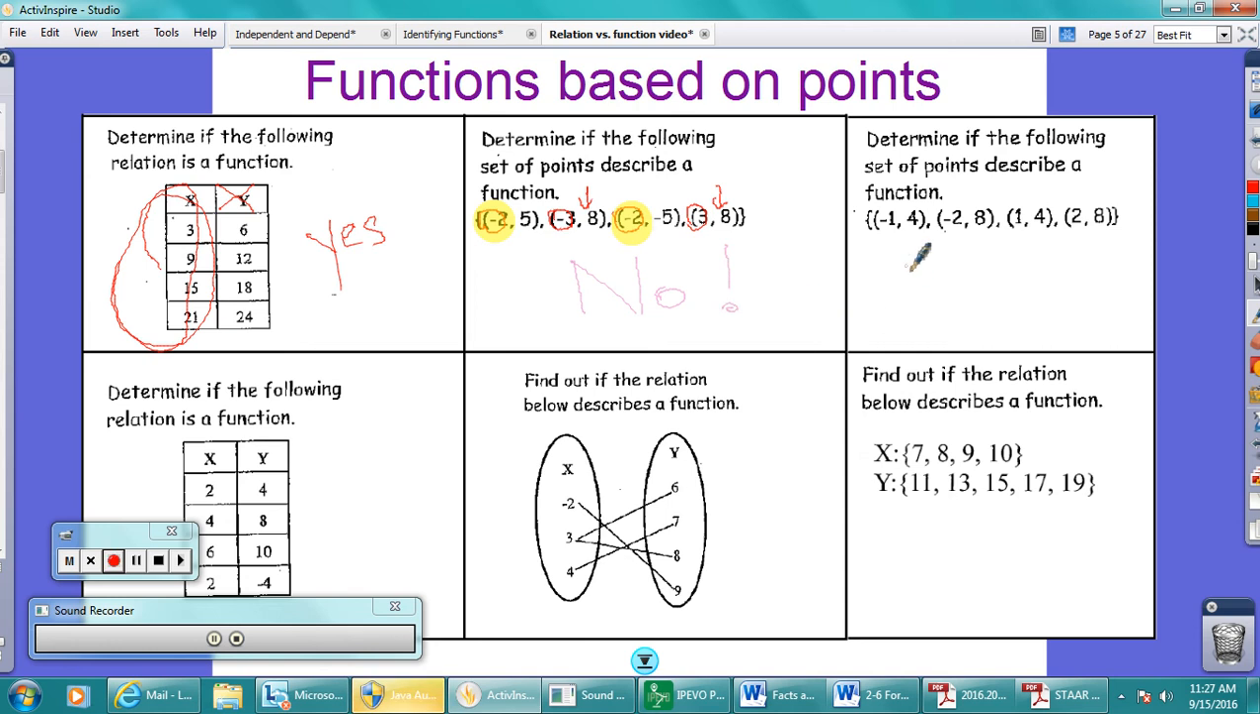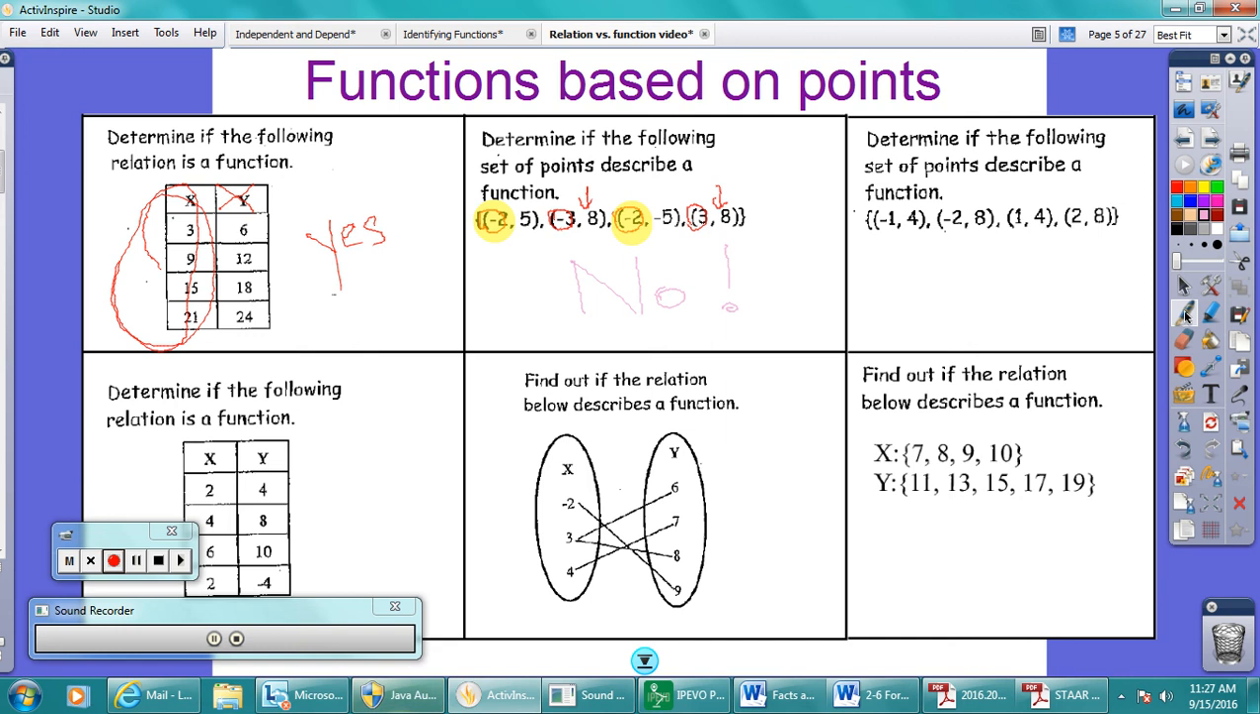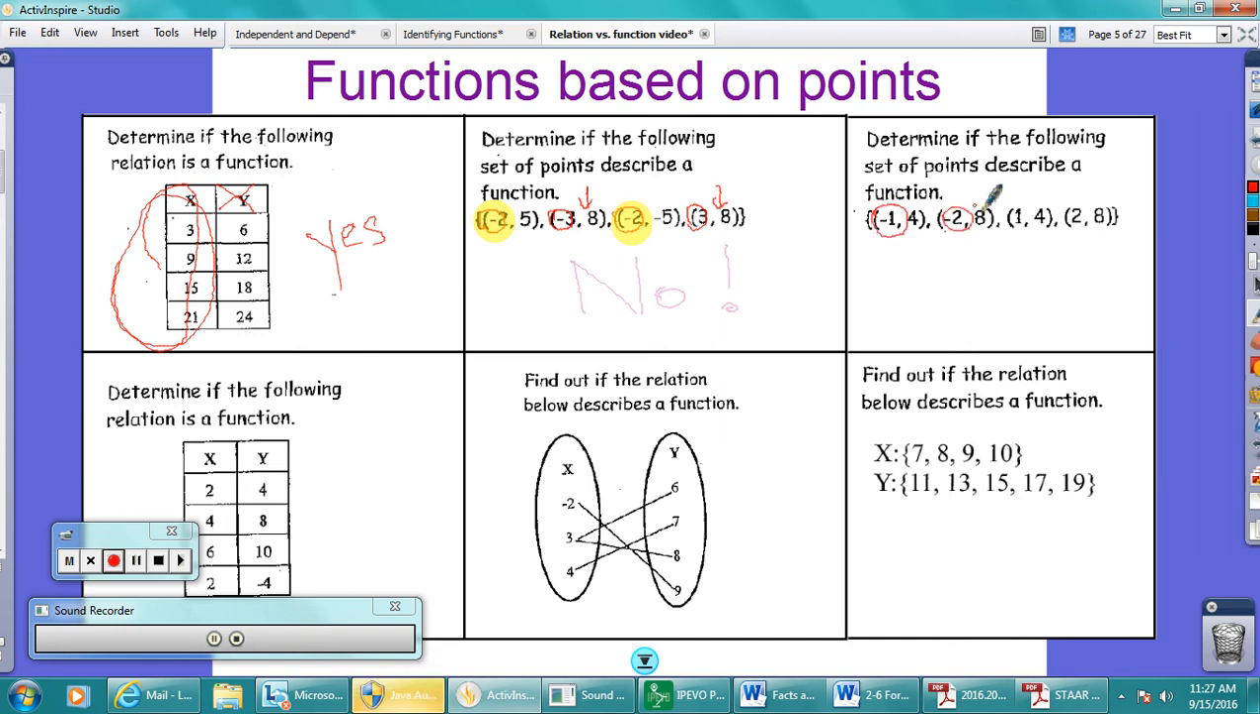Okay? Here we go. I have another set of points. So I'm going to circle my x's. Okay, again, look. I have a y repeating and I have a y repeating, but I don't care about the y's. What I care about is the x's.